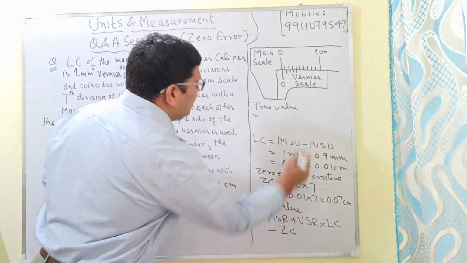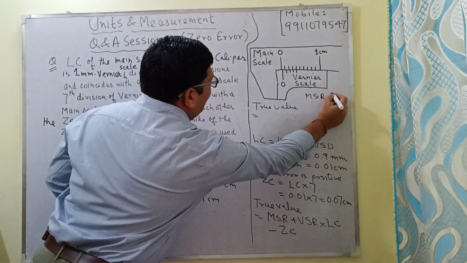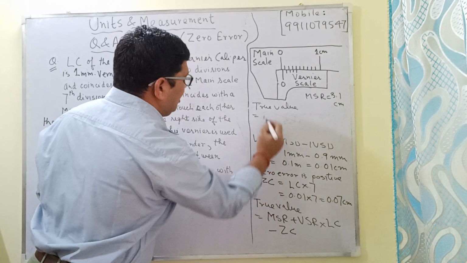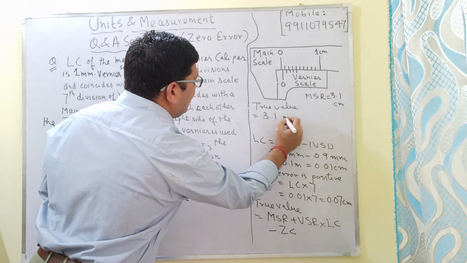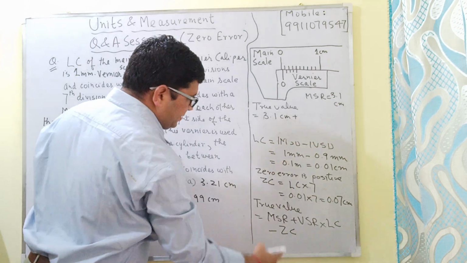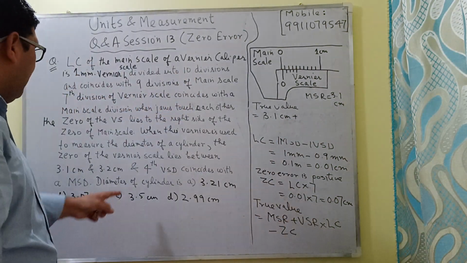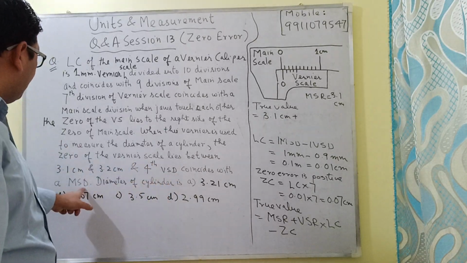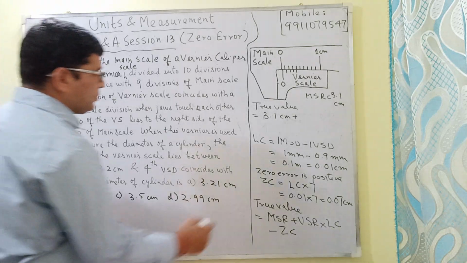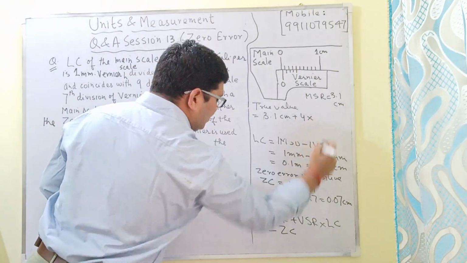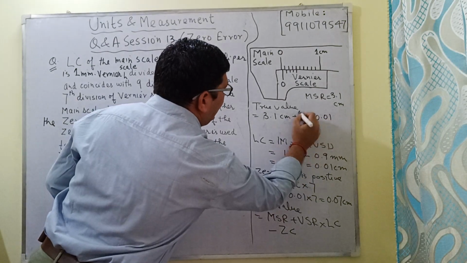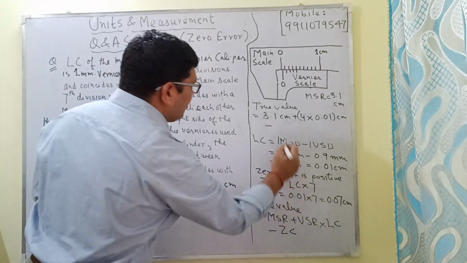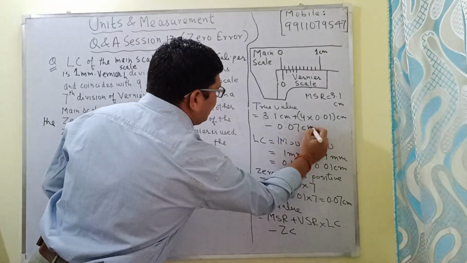So this means that the main scale reading value is 3.1 centimeter. So here I will be writing the value of main scale reading as equal to 3.1 centimeter plus the coinciding vernier scale reading, that is equal to what? The fourth vernier scale division is coinciding with a main scale division. So it will be equal to 4 into least count, which was equal to 0.01 centimeter, and minus zero correction, and the zero correction was equal to 0.07 centimeter.